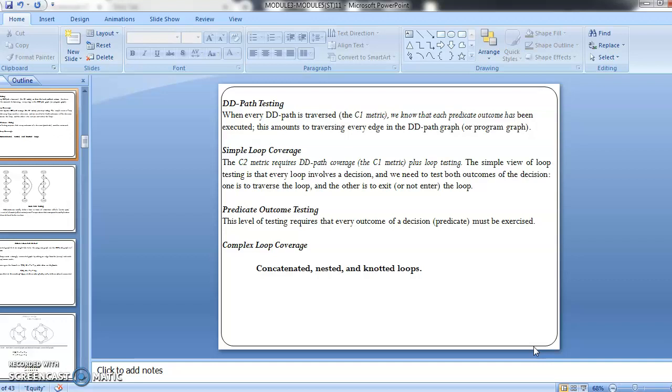DD path testing. Our ultimate aim in path testing is to test each and every statement at least once. So DD path testing means when you come across a path concept, there will be several paths in the program graph. Why several paths in the program graph? Because many if conditions will be there, many loops may be present in the program. So depending on the conditions, the path changes.